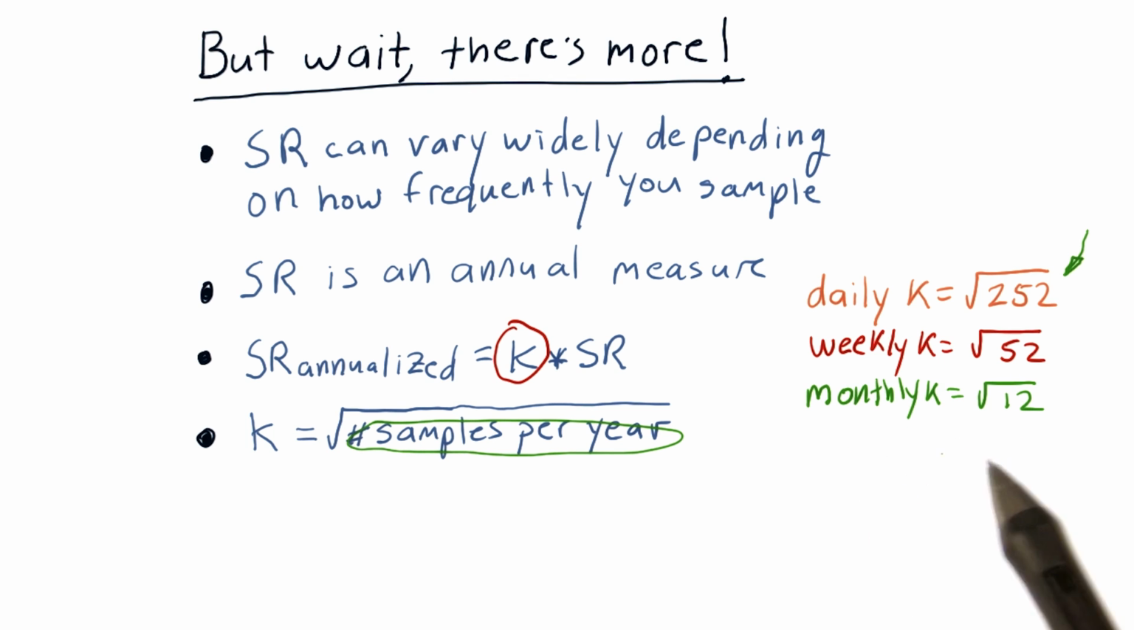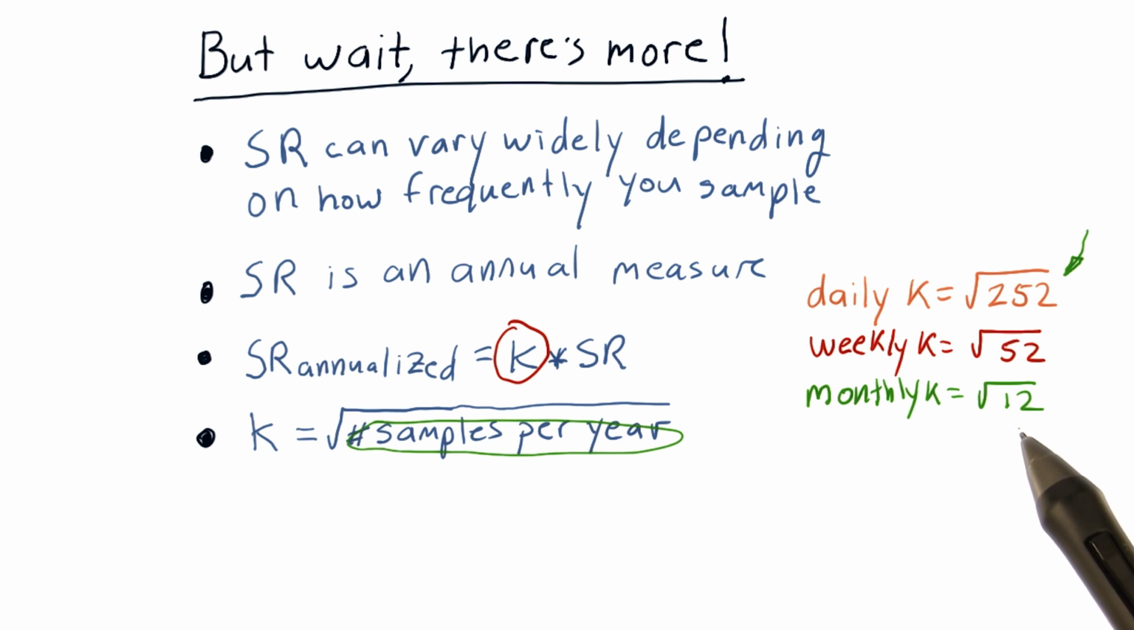So recapping, if we sample the value of our portfolio monthly, K is the square root of 12. If we do it weekly, it's the square root of 52 because there are 52 weeks in a year. And if we sample daily, it's the square root of 252.